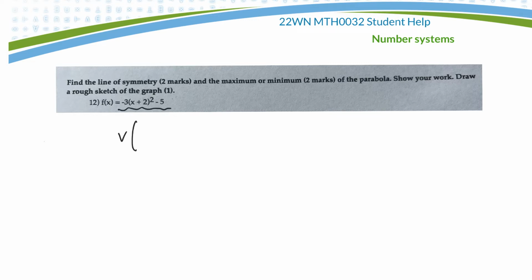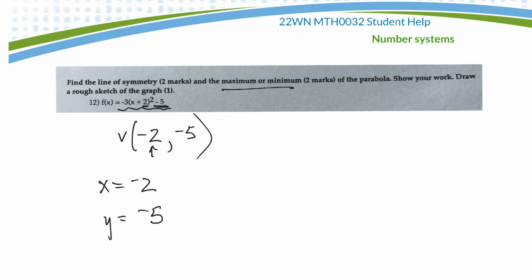So the vertex you can get is, from this one you change that sign, so it'll be -2, and this will be the y-coordinate of the vertex, so it's -5. So that's the vertex, so the line of symmetry will be x equals the x value. And the max or min is going to be y is equal to -5, but you have to tell which of those it is.